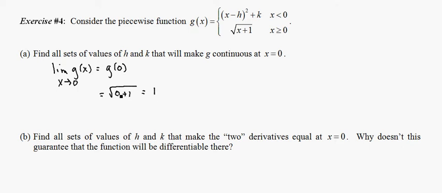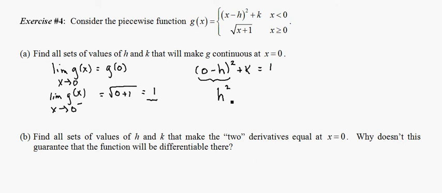Now, that also happens to be the limit of g of x as x goes to 0 from the right. So all we have to do is make sure that the limit of g of x as we come into x equals 0 from the left also equals 1. Well, that's just going to be 0 minus h quantity squared plus k, right? That's the limit coming from the left. That has to be 1. Negative h quantity squared, negative h times negative h, is positive h squared plus k.